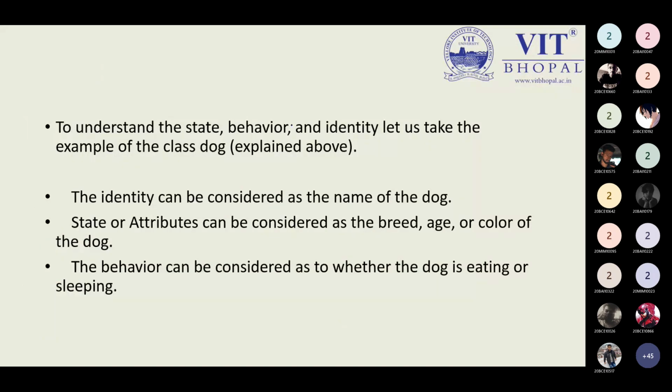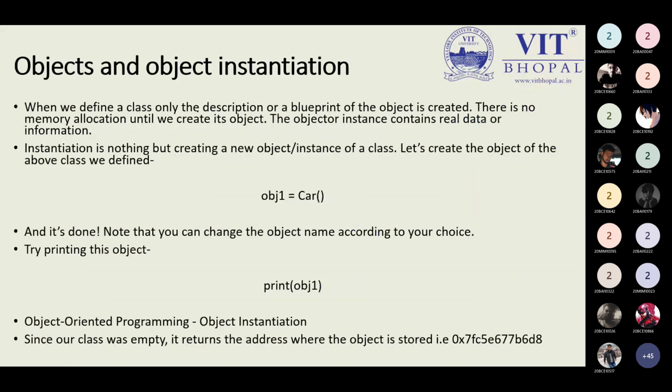To understand this behavior, you can go through this example. We have already taken the car example, and with its help you can print. So what will it print? It will print the address. That is the point. And please keep in mind that in object-oriented programming, object instantiations we have to do. This part we have already covered.